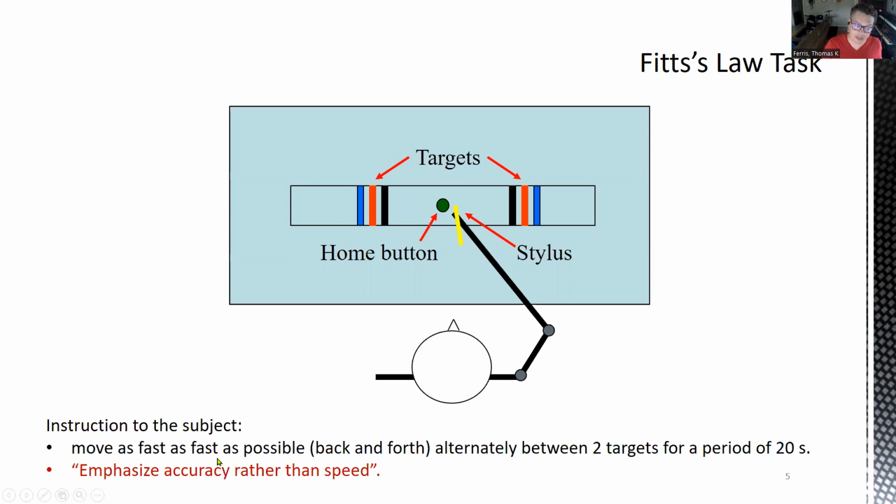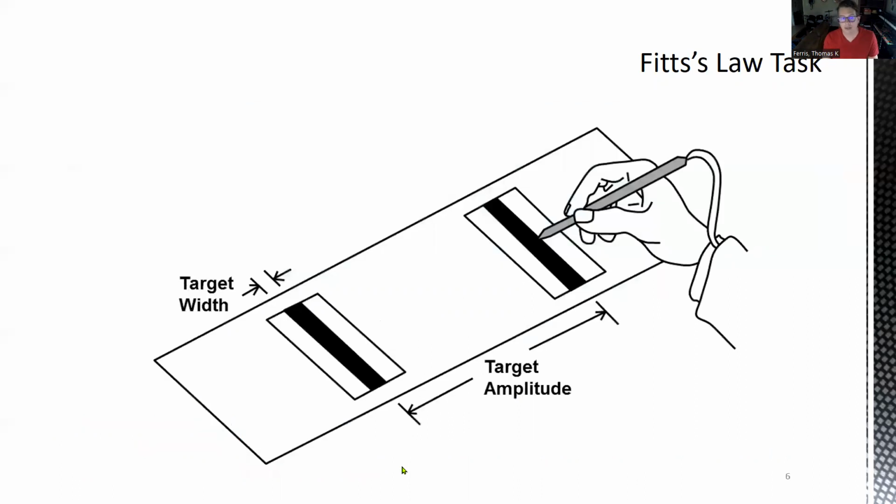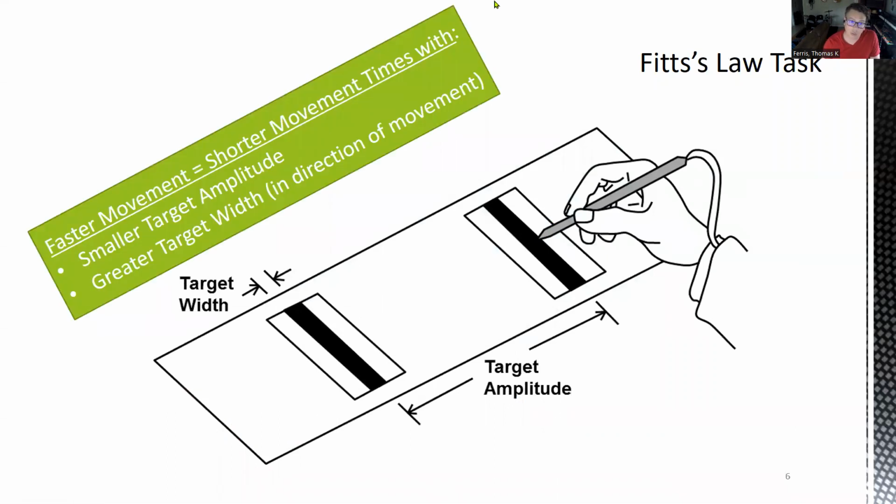Key here is that you emphasize accuracy rather than speed. It's not speed or accuracy; you need to achieve a certain degree of accuracy, meaning you need to land inside the target. Close to the target doesn't count, it has to be inside the target boundaries, and to do so as quickly as you can. So this is another example, illustrating those two variables. This is a movement time predictive model. Movement is faster, meaning it takes less movement time, if the target amplitude is smaller. So if the targets are closer together, it's faster, right?